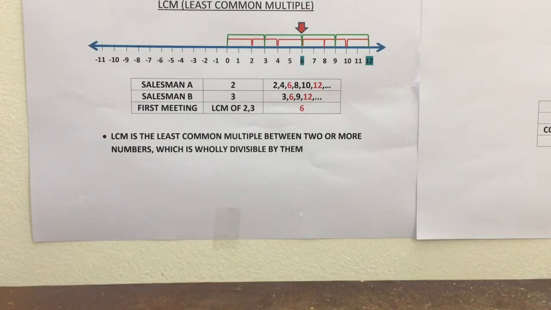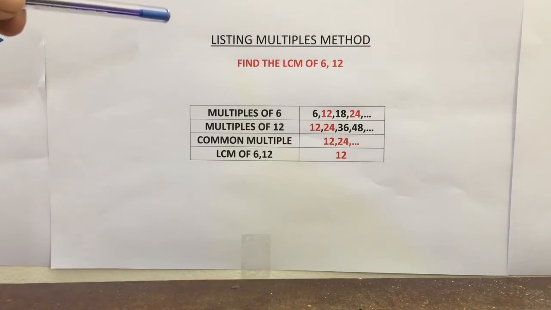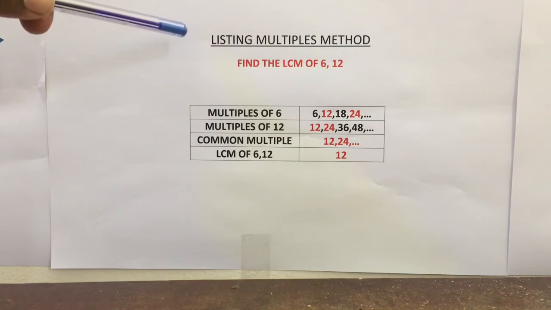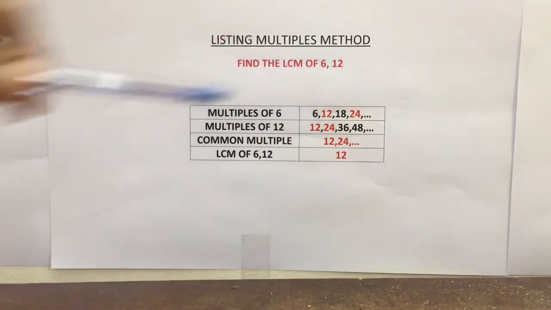We can find LCM with the help of 3 different methods. First one is listing multiples method, second one is prime factorization method, third one is division method. Here we are going to use the listing multiples method to find the LCM of 6 and 12.